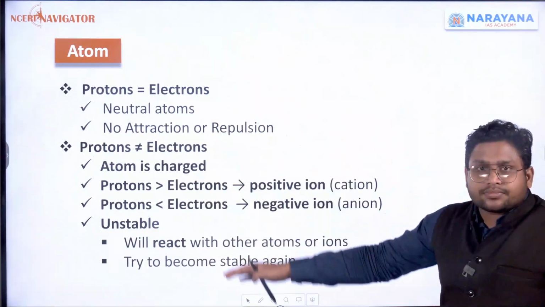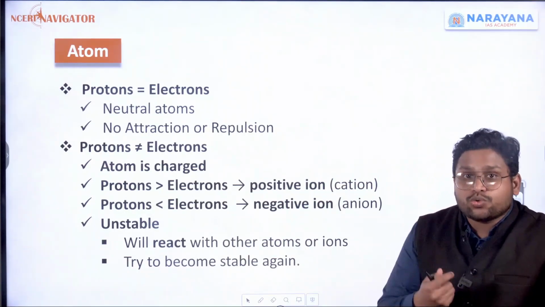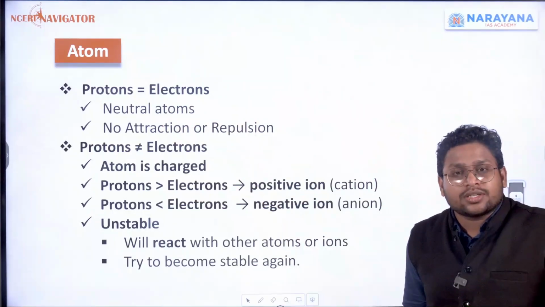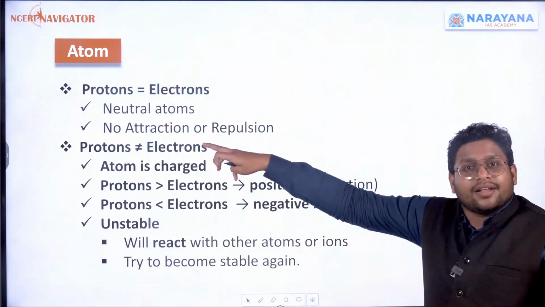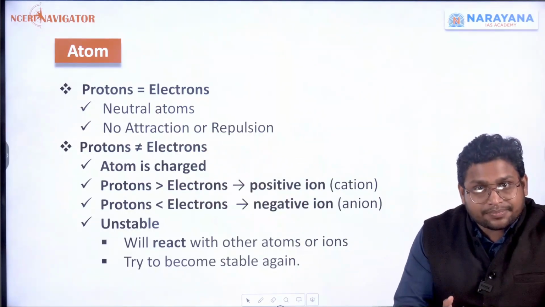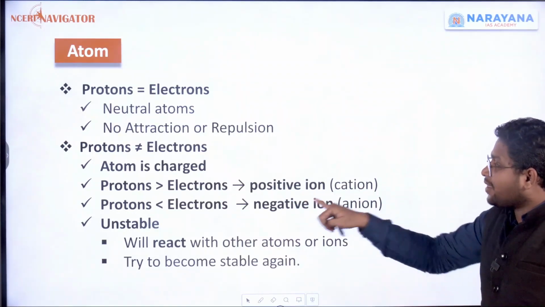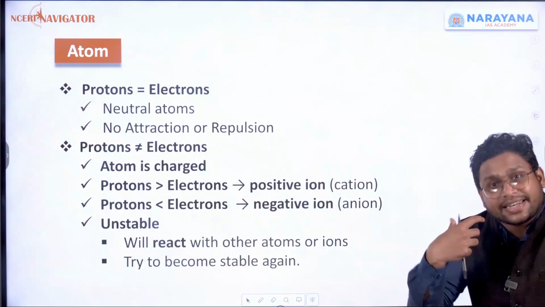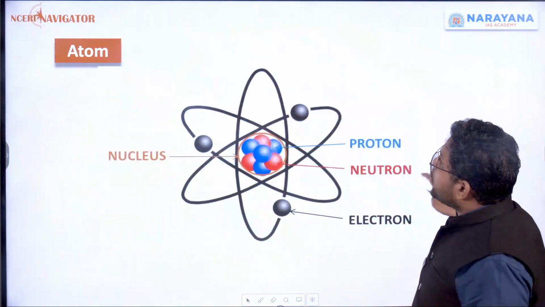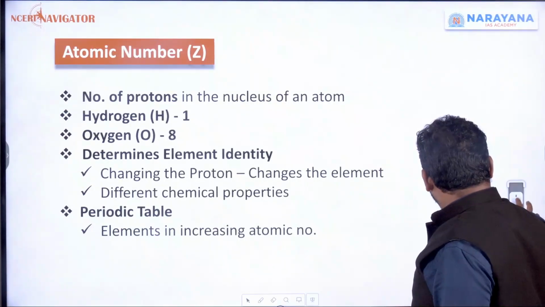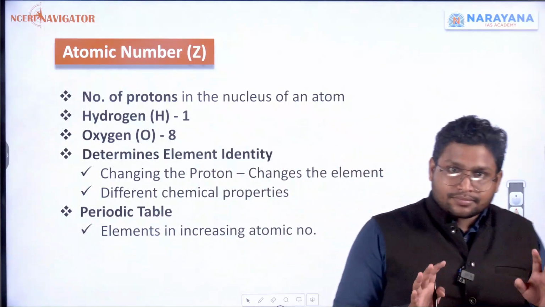To put it simply, in an atom there are some protons, some neutrons, and some electrons. Usually you will observe protons equal to electrons, and this makes the atom neutral. But if it is not the same, then the atom will be unstable. It will get converted into an ion. There will be a charge on it, so it could be positive, a cation, or negative, an anion. And it will react with some other atoms or ions and try to become stable. This is the story of an atom. Clear? This is the entire story of any atom.